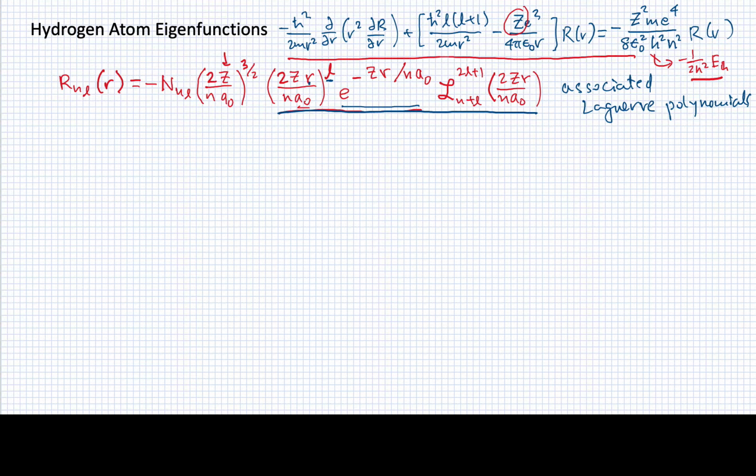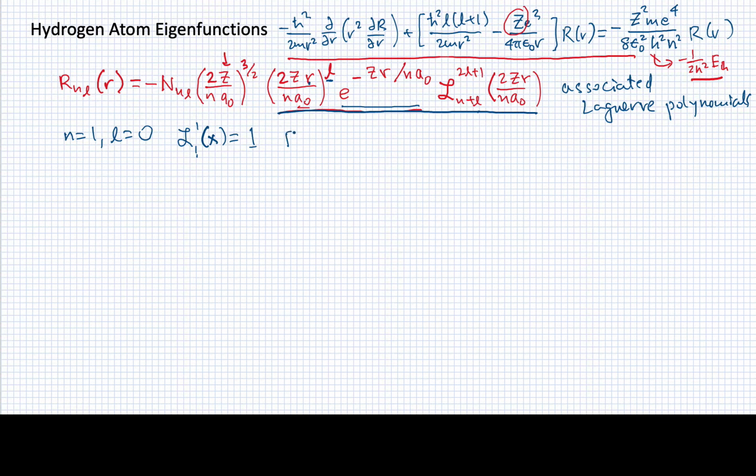So let's first look at an example of n equals 1, and L has to equal 0 in this particular case. And so what we would have is an associated Laguerre polynomial L11. N is equal to 1, L is equal to 0, so 1 plus 0 is 1. 2L plus 1 is 2 times 0 plus 1, that gives 1. So the Laguerre polynomial in this particular case is just equal to 1. All right, that makes things easy.